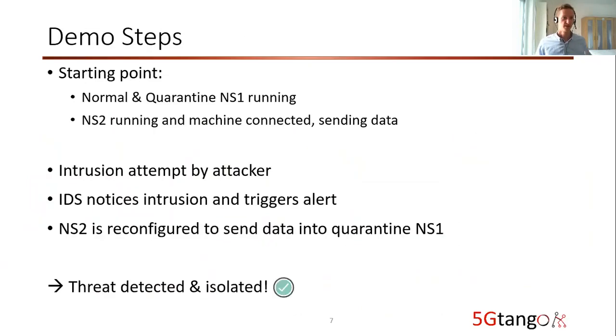Yeah, so let's finally come to the demo. Let's see how this works in practice. The starting point is that both the normal, so the production, and the quarantine network service 1 instance are running. We also have network service 2 running. The machine is connected and it's producing parts and sending data. And at some point we simulate an intrusion by an attacker. This intrusion gets noticed by our IDS system, which sends an alert, and then ultimately network service 2 is reconfigured to send the data into the quarantine. And with that, the threat is detected and isolated.